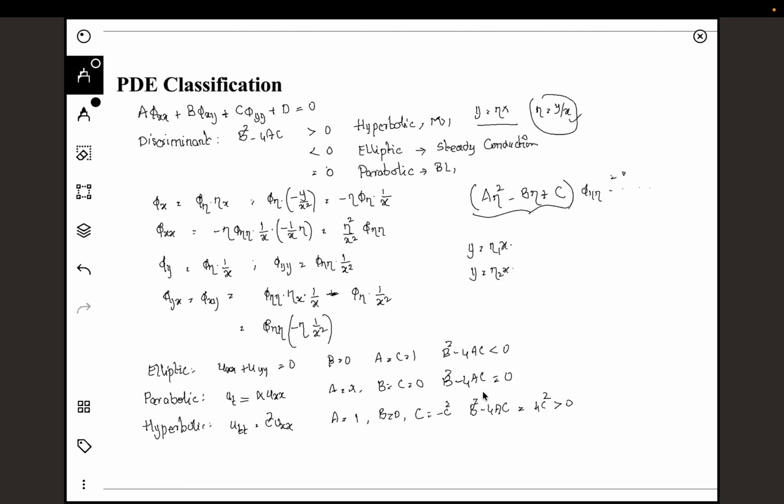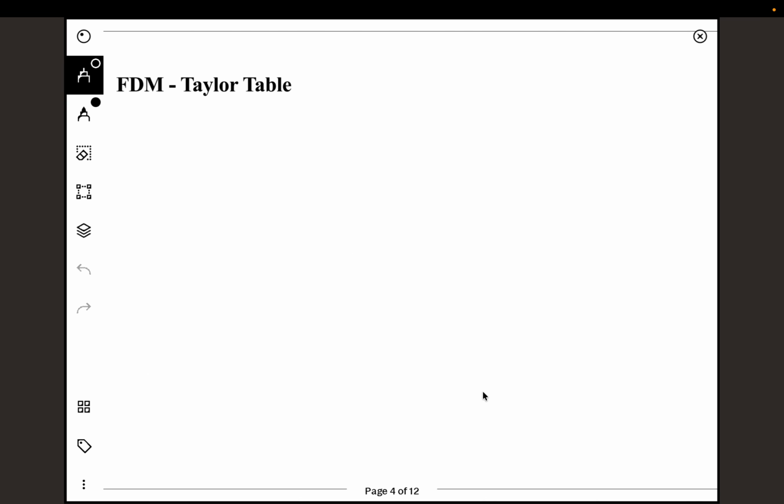Then we introduce something called a Taylor table. So we started out with the finite difference method. The idea is you have a PDE and you have to find a solution for that particular PDE. When we need to find a solution, the strategy is you have a domain, you have some function f. We try to discretize the domain. The first step in FDM is to discretize the domain.